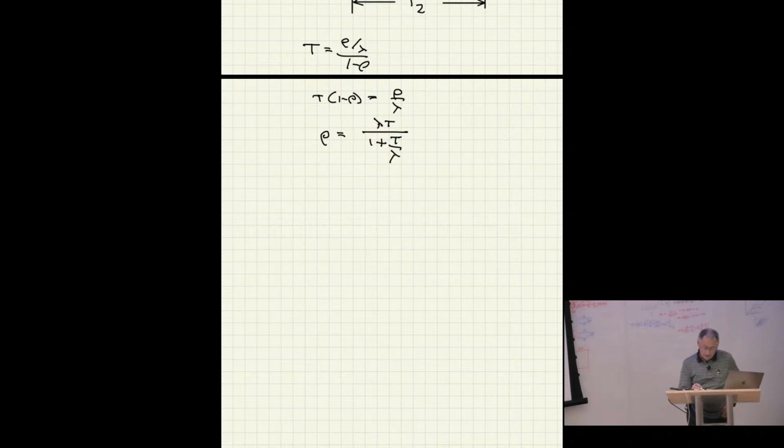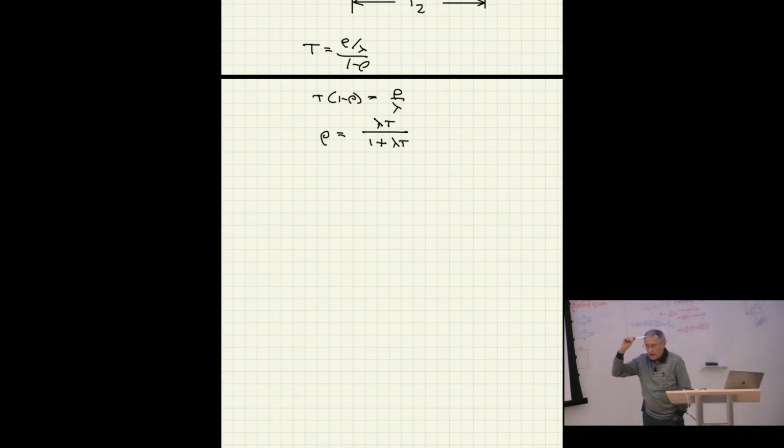Is that correct? Let me double check. No, it is lambda T, isn't it? It's got to be lambda T. Why did I suddenly conclude that, by the way? What made me so sure of that? I did a dimensional analysis. The dimensions of rho are dimensionless. So upstairs I got lambda T, which is dimensionless, it's a number. Same down here. Okay, now, this is a rather important equation.